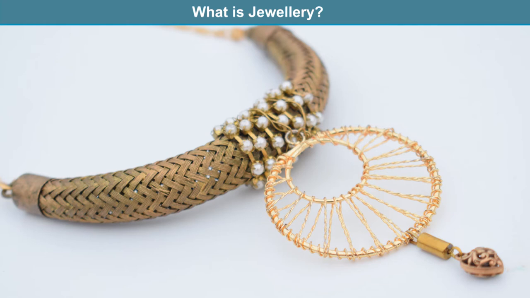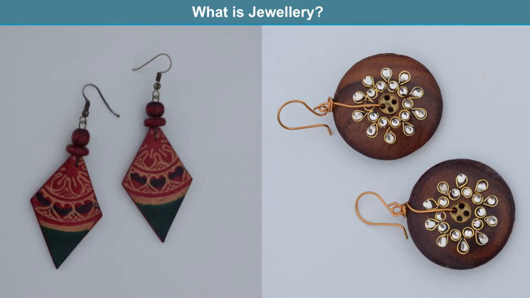Moving on, let us take a look at my favorite topic. What is jewelry? Jewelry is a form of personal adornment. It is worn as a social, cultural, or religious marker. It projects one's identity. Earrings, necklaces, rings, and bangles are commonly worn jewelry throughout the world. Much like accessories, jewelry can be used to make a statement of self-expression.